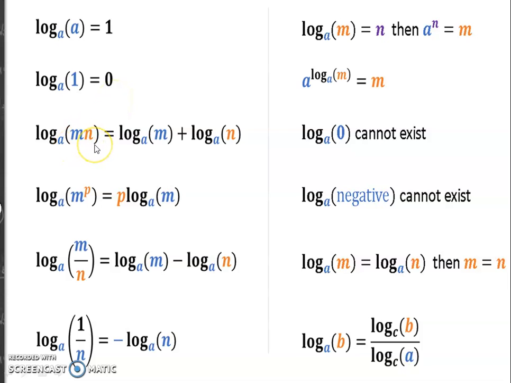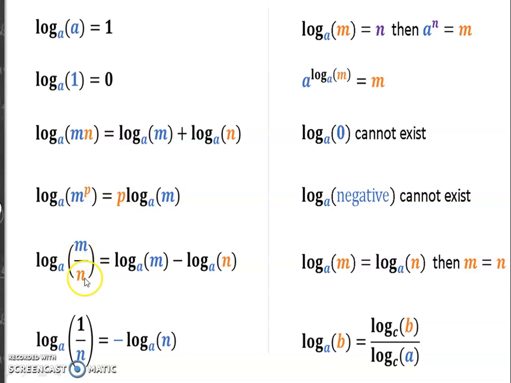Log of m into n to the base a is always log m to the base a plus log n to the base a. Log to the base a of m raised to p: this p goes to the left-hand side of log, that is, p log of m to the base a.